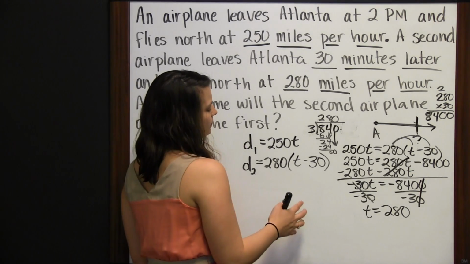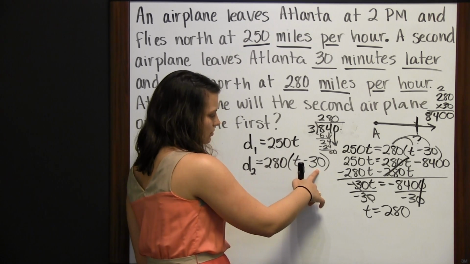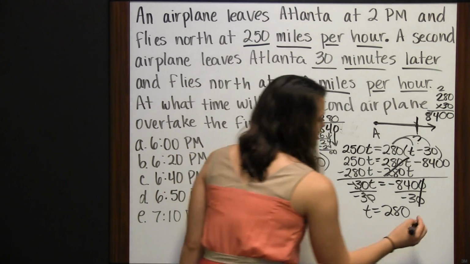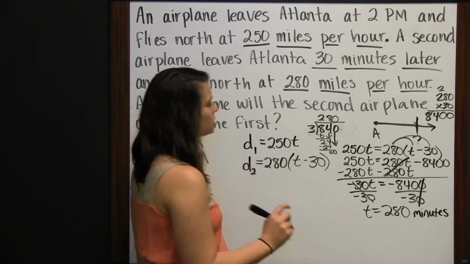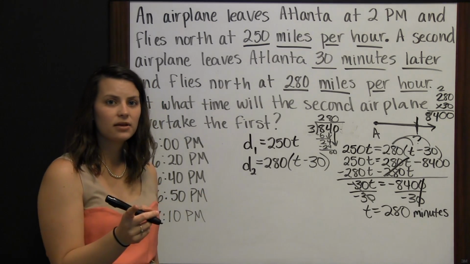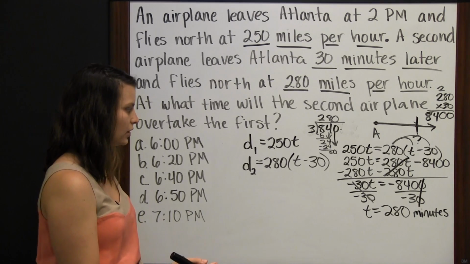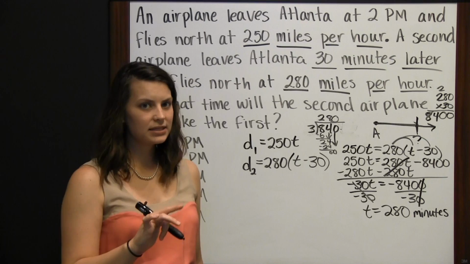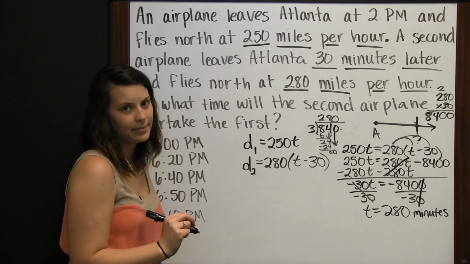Well, if you'll recall, we did t minus 30 minutes. So that would mean that these t's are in minutes. So we just found how many minutes the first plane, t, would have been flying when the second plane overtook it. So we need to first convert these minutes into hours and minutes so that we can then find what time it was when that happened.